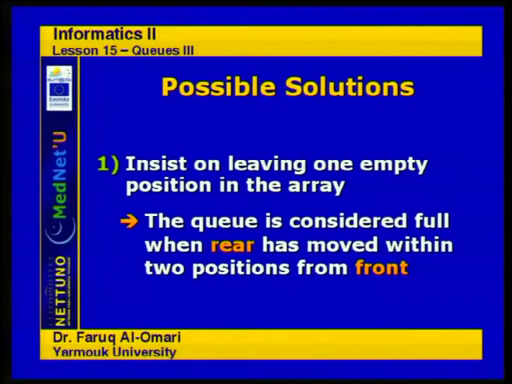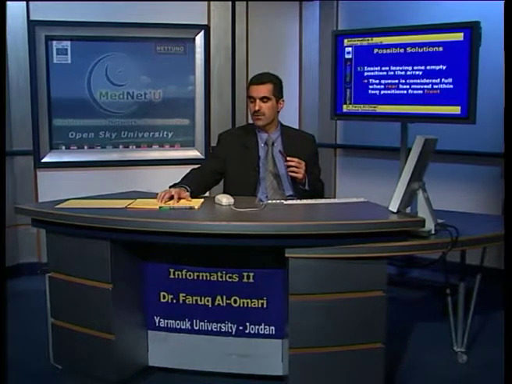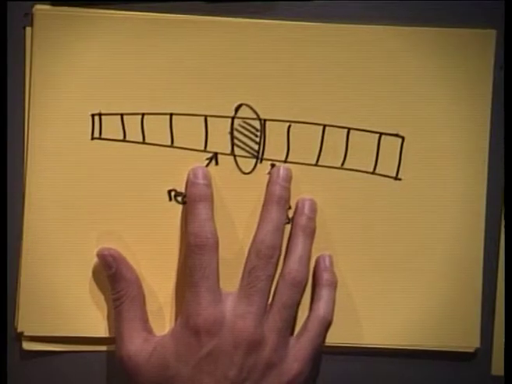According to this, the queue is considered full when rear has moved within 2 positions from front, and that's the scenario we have shown in this illustration here.